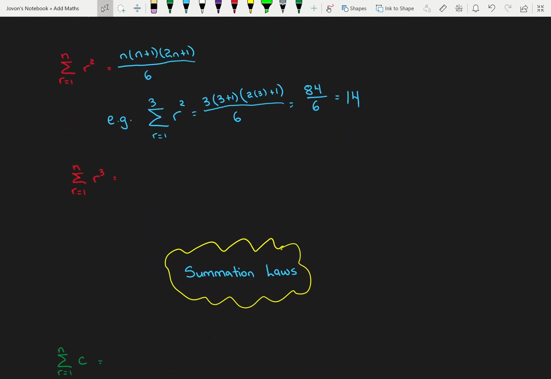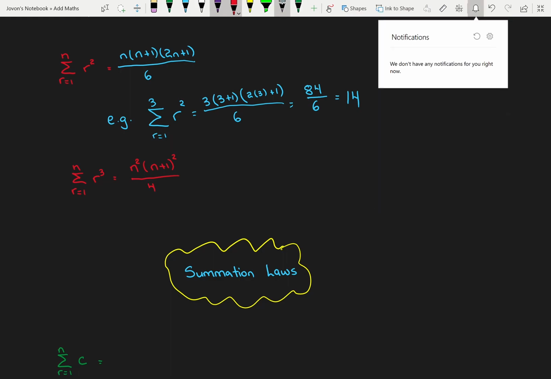Another last one is if we add an r cubed. So this equation is given by, and I'll remember to change the marker, n squared into n plus 1 all squared all over 4.